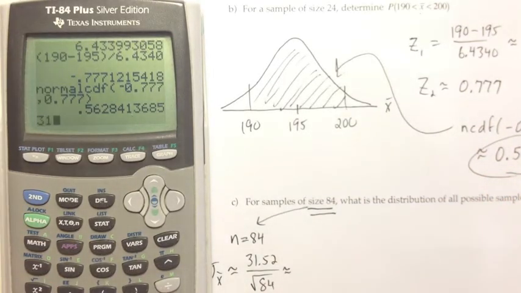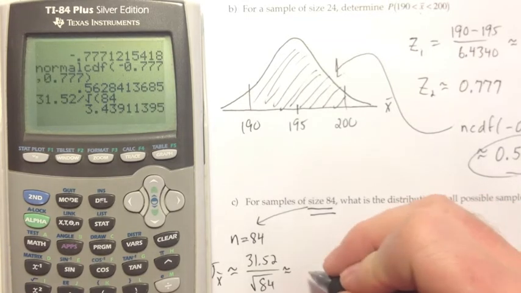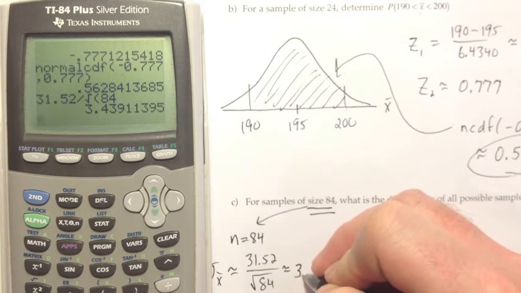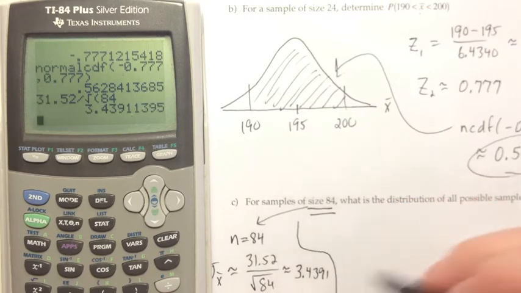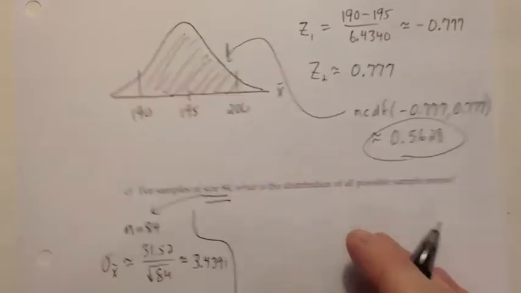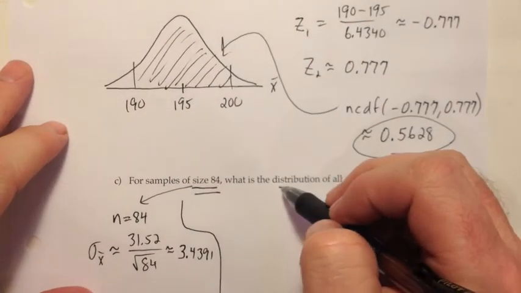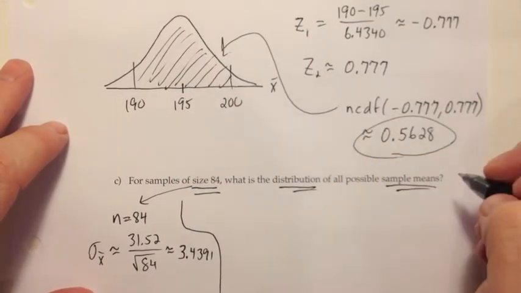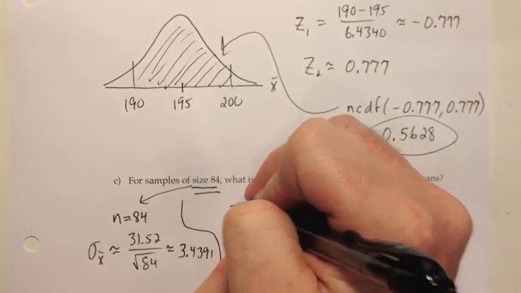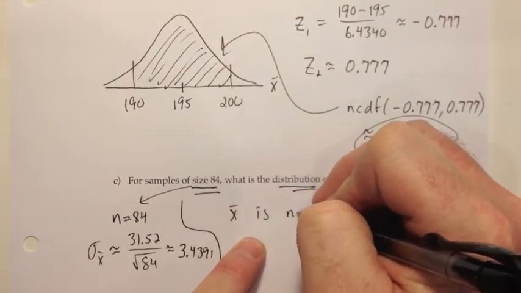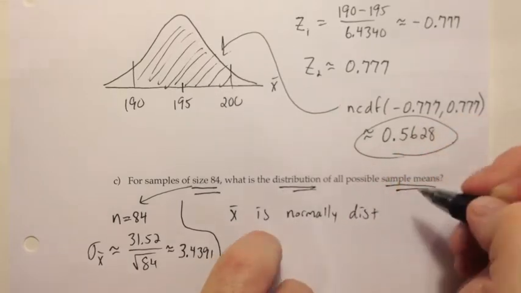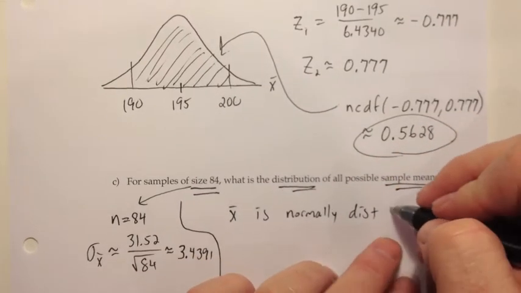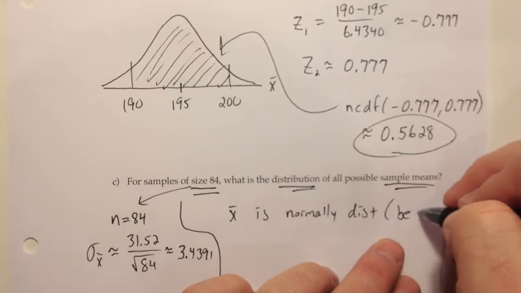So I would have 31.52 divided by the square root of 84, and my standard deviation now is 3.4391. So how does that affect the answer to this question of what's the distribution? What's the distribution of the sample means, x bar? I'm still going to say x bar is normally distributed because we were saying that because the population is normal, so it's still the same reason.